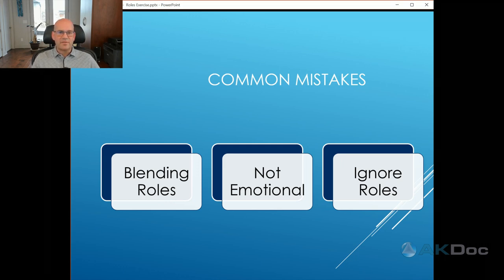The other common mistake is just being too in your head, too cognizant, and just not being emotional. Well, it's because of this and this and this, and being too literal in your writing. And then the other one is just ignoring the roles altogether and just blending it together because you're too frustrated, or it's just all in your inner world dialogue.